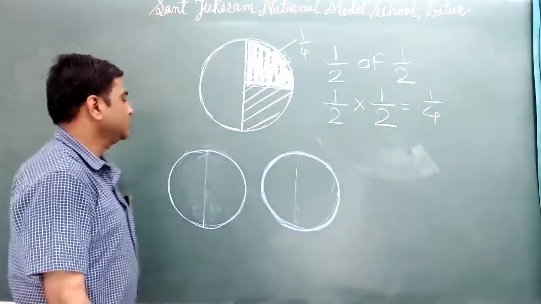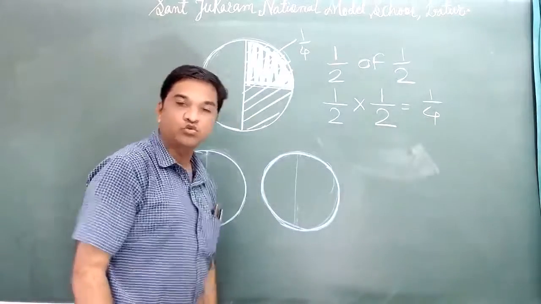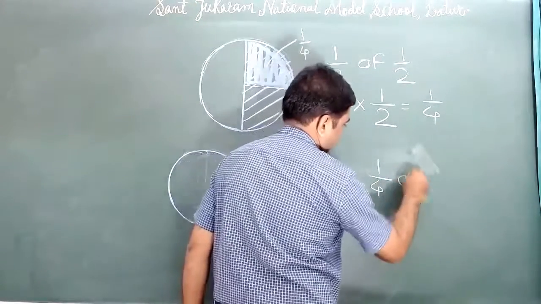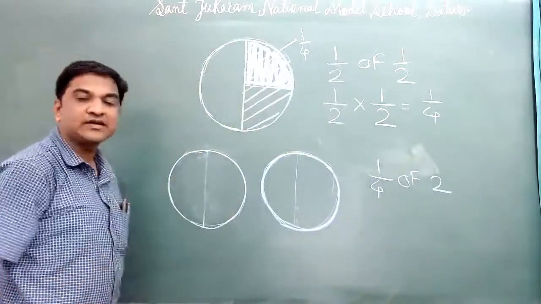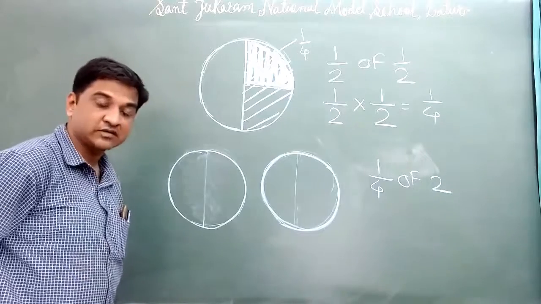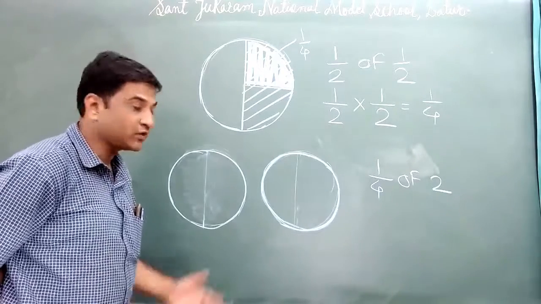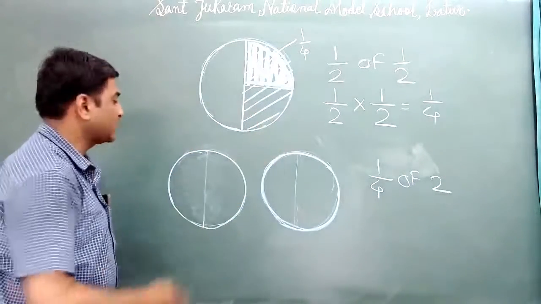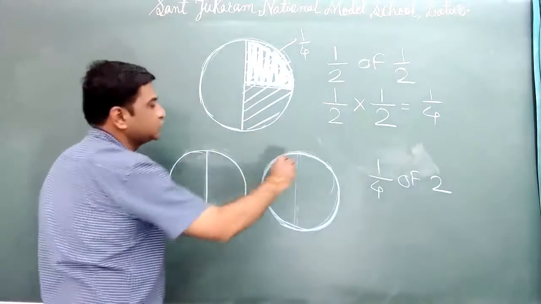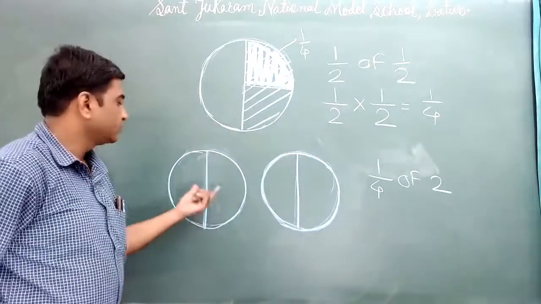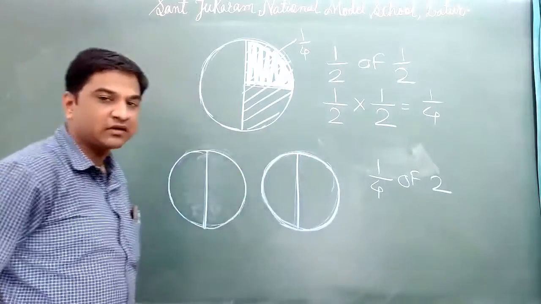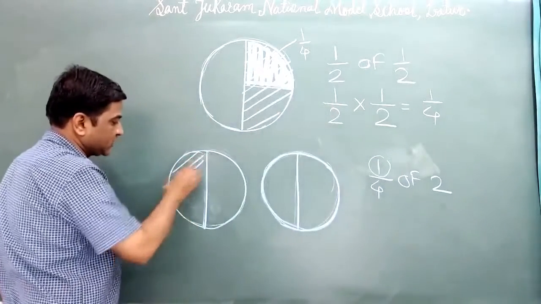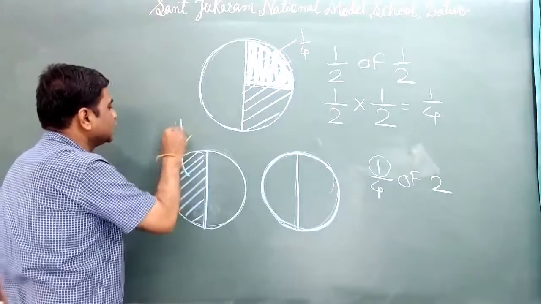We'll see one more example. Suppose there are two cakes and it is said that we have to take 1/4 of 2. We consider that the two cakes are of the same size and in a circular shape. We divide these 2 cakes into 4 equal parts, and now we take one part of it, and this is nothing but equal to half.